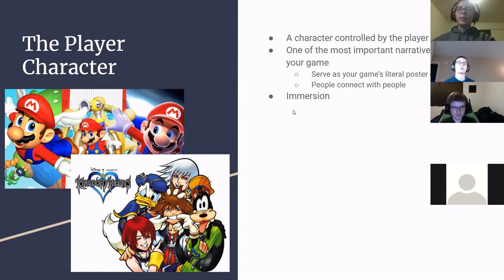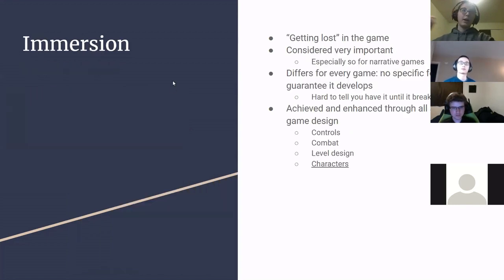And it does also help with the immersion in your game. And immersion is a very important part of any sort of game. It's usually why people play games, to escape into another reality, the whole getting lost in the game experience. This is especially important for narrative driven games where the point of the game is to experience a different perspective, a new world, all those sorts of things.